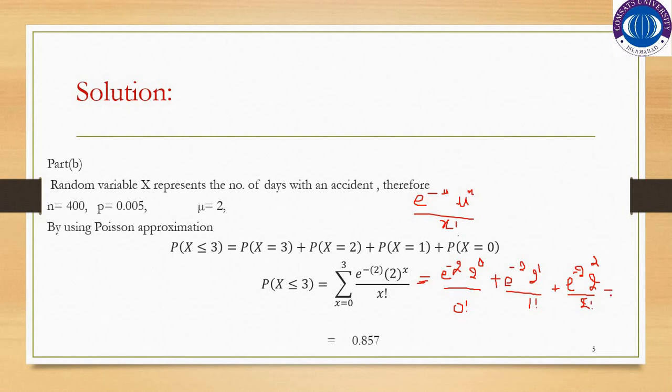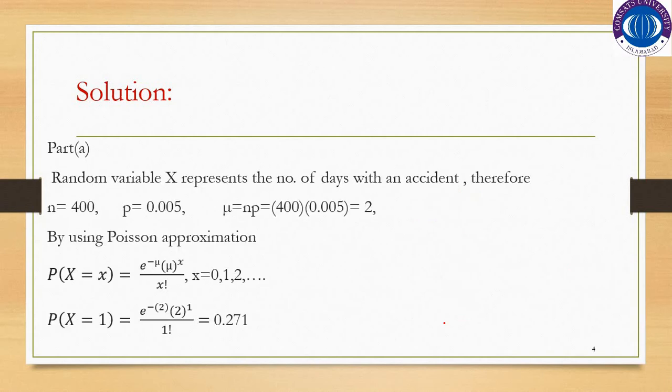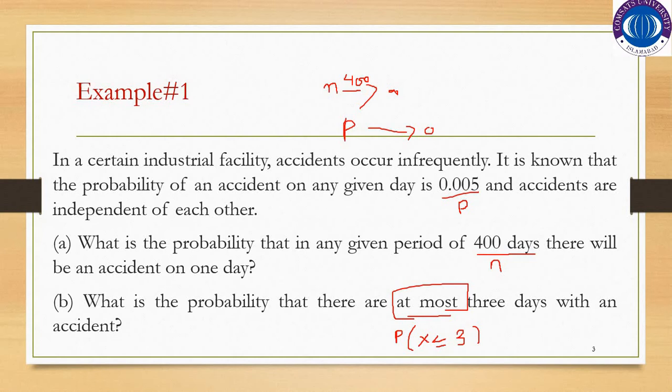plus e raised to power minus 2 and 2 raised to power 3 over 3 factorial. So by simplifying this, you will get the probability 0.857, which is the probability that there are at most 3 days with an accident.